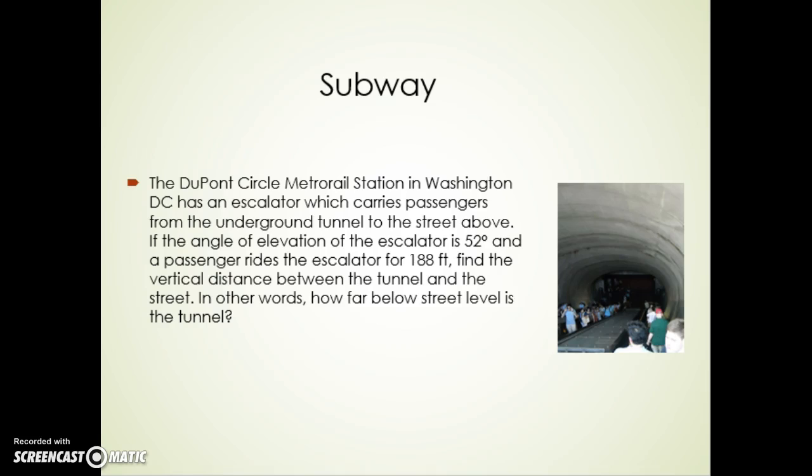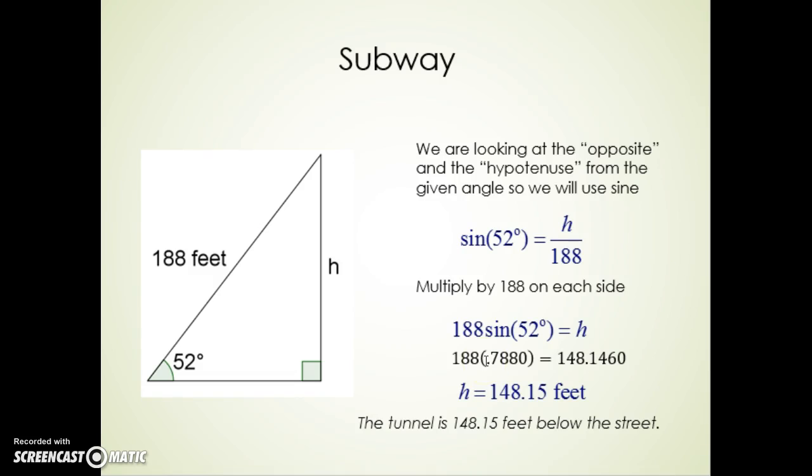The DuPont Circle Metro Rail Station in Washington, D.C. has an escalator which carries passengers from the underground tunnel to the street above. So if I'm in the underground tunnel and I'm going to the street above, I'm going to have an angle of elevation. If the angle of elevation of the escalator is 52 degrees and a passenger rides the escalator for 188 feet, find the vertical distance between the tunnel and the street. In other words, how far below the street is the tunnel?